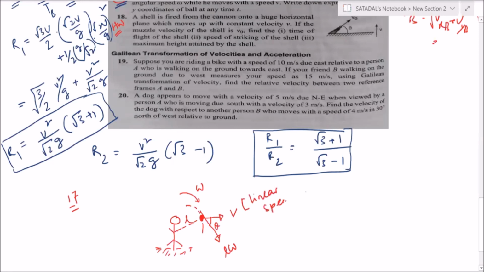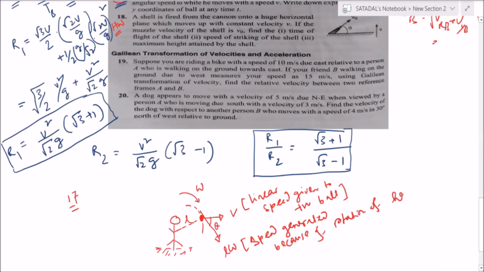Correct? So this is the linear speed given to the ball, and this is the speed generated because of rotation of the hand. Correct? Fine. Note down this picture first.